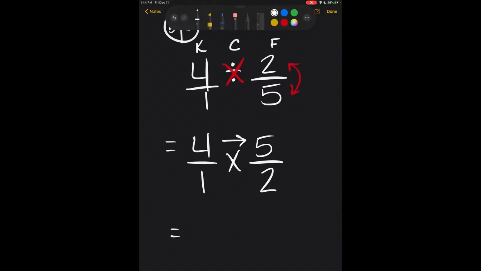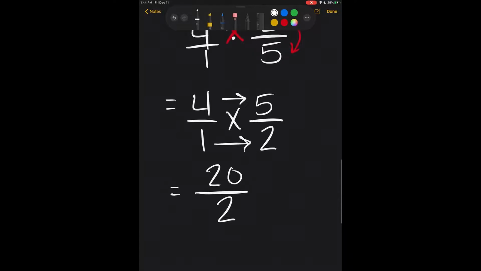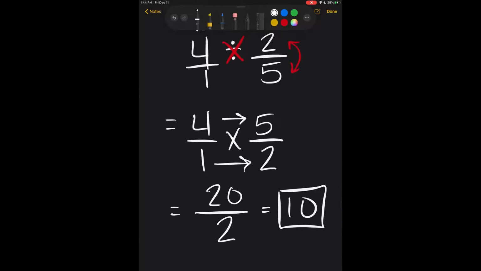And now I multiply. It just becomes a multiplication problem. So I do 4 times 5 for my numerator, which is 20. 1 times 2 for my denominator, which is 2. And then I can simplify. It's improper, so I can divide to simplify, because that's what our fraction bar meant. Well, if I do 20 divided by 2 to simplify, I know 20 divided by 2 is 10. So that means that 4 divided by 2/5 would be equal to 10. Let's try one more. Let's say we've got, this time let's do 1/4.